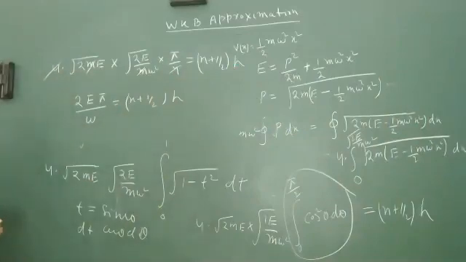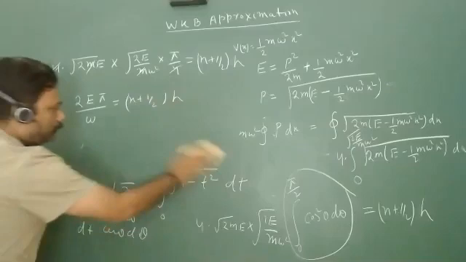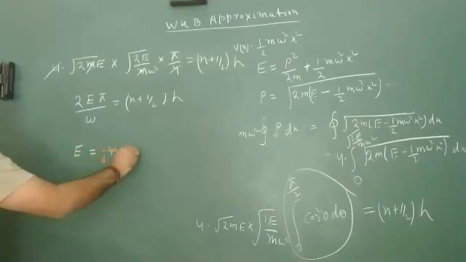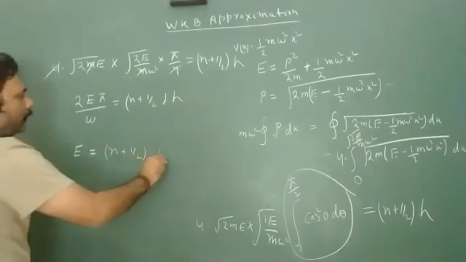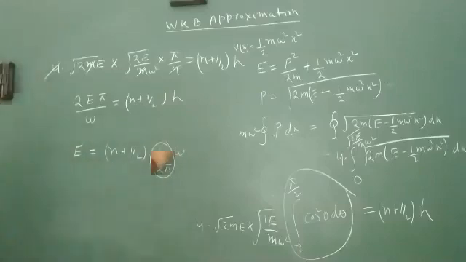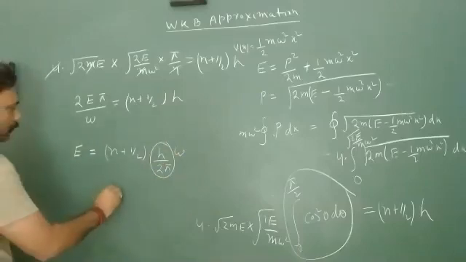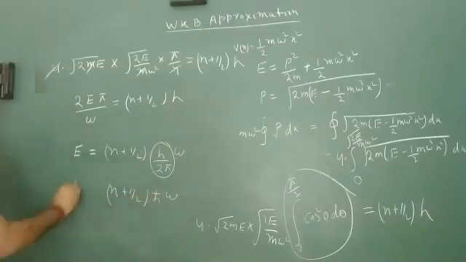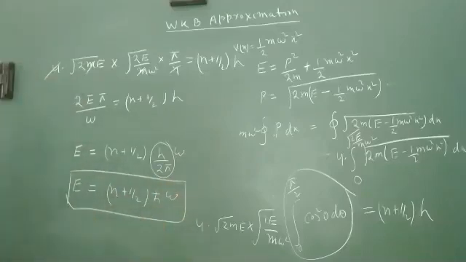So what will you get? You will get exact same value, isn't it? So E is equal to n plus half h by 2 pi into omega. And h by 2 pi is nothing but h cut. So you have the exact value, n plus half h cut omega. So this is the energy.